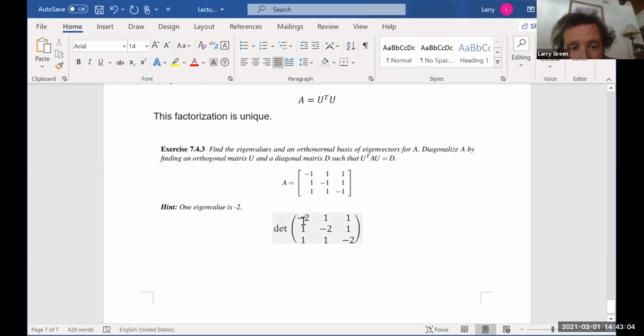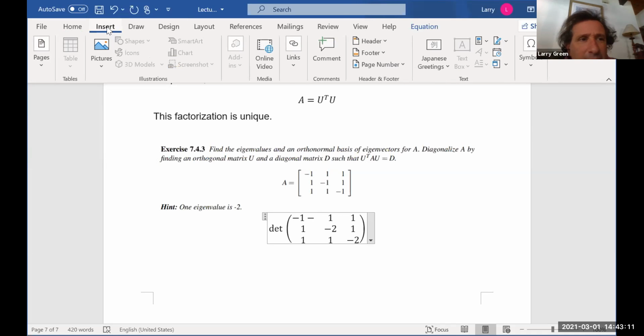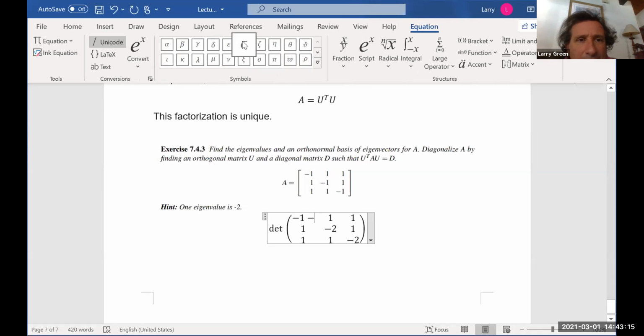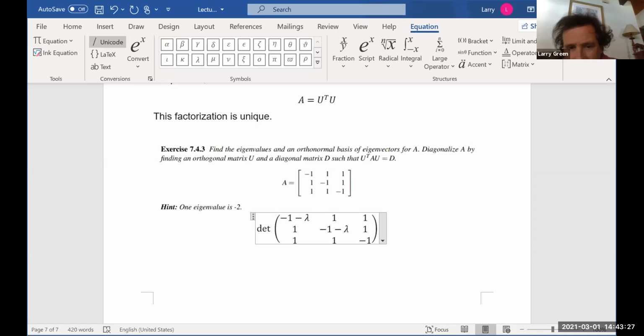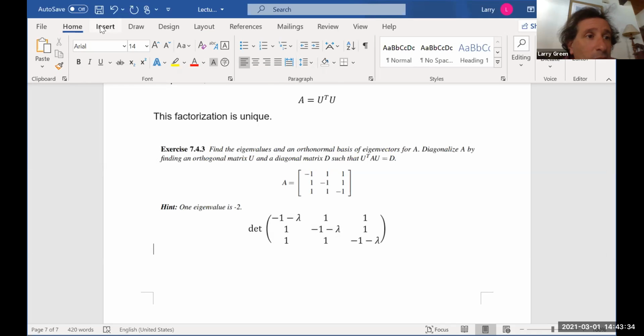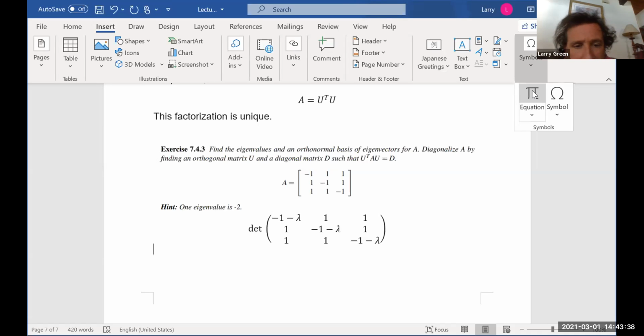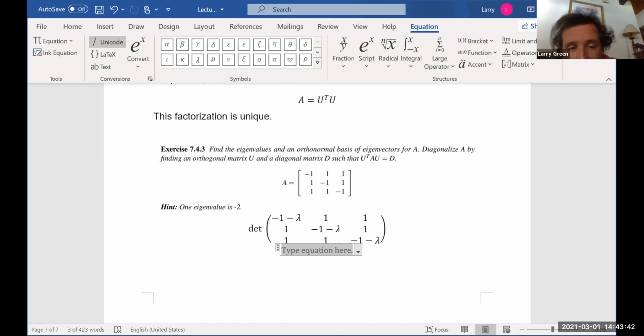Okay, so now let's go and do this. Kind of a pain. Oh, wait, I'm sorry, not -2. That was a mistake. It's -1 minus lambda, -1 minus lambda, and then -1 minus lambda. It's kind of a pain. All right, so let's do it. So I'm going to get -1 minus lambda times, and now I'm going to have -1 minus lambda squared minus 1.